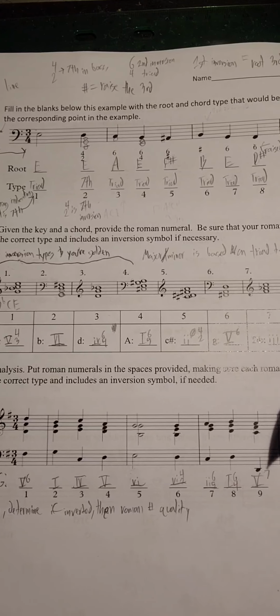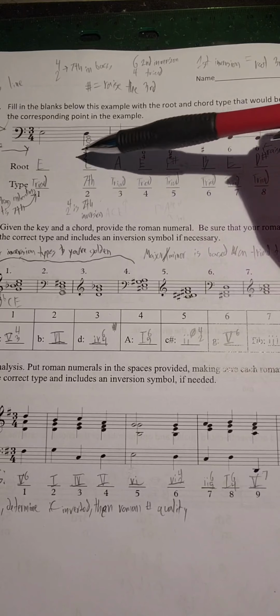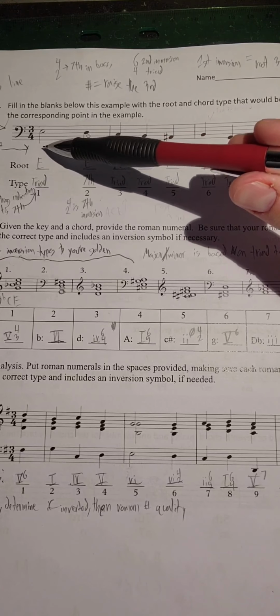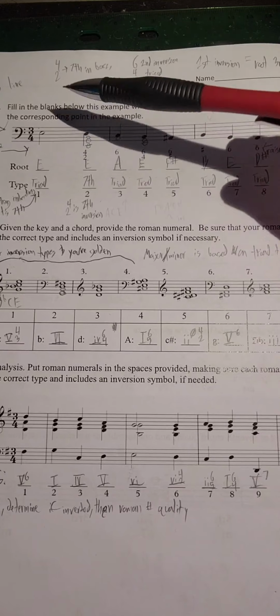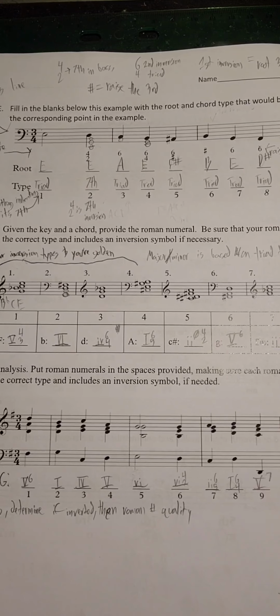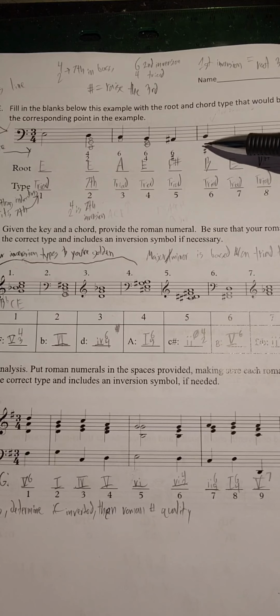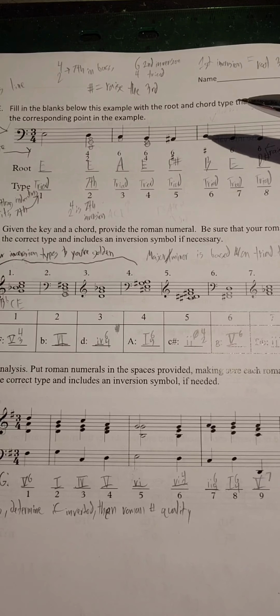Now, if we have nothing here, this area is for intervals. If we have nothing here, then the root is whatever note is provided. So we have an E here, that's root. Here we have another E here. Here we have a B here. Ignore this sharp right now, it doesn't matter here.